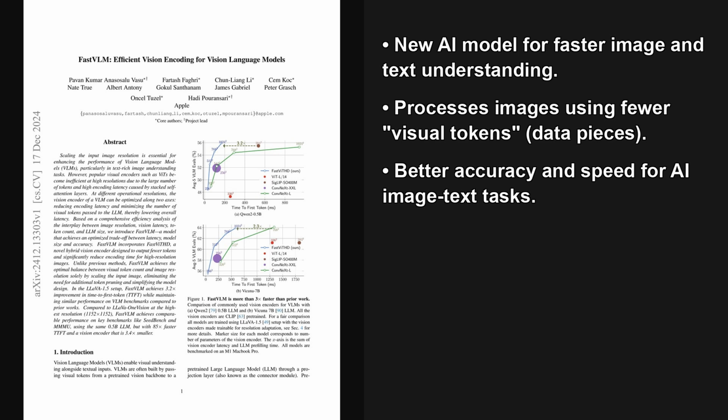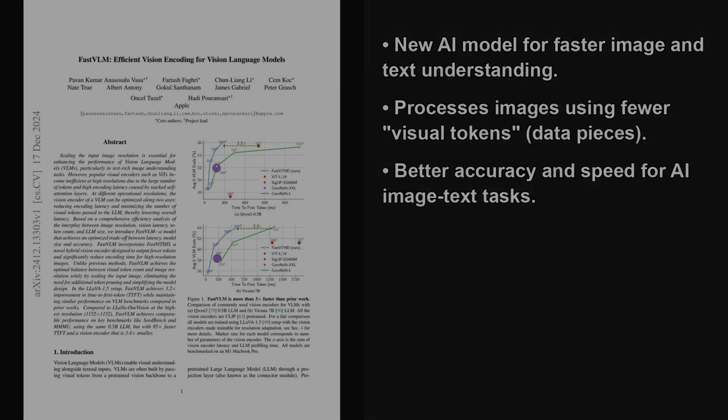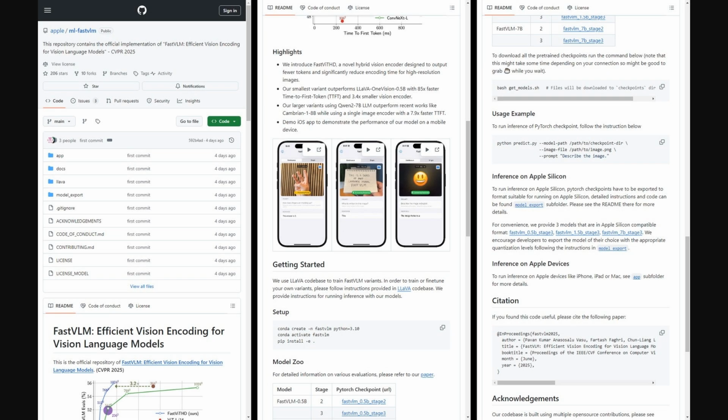This really speeds up the time to first token, which is how quickly the model starts responding, and simplifies the design. And it's great to see they've also released the code for this work. So on their GitHub repository, you can find the core implementation, how they built FastViTHD, along with pre-trained models and scripts to run predictions. They even have details for an iOS demo and exporting models for Apple Silicon.